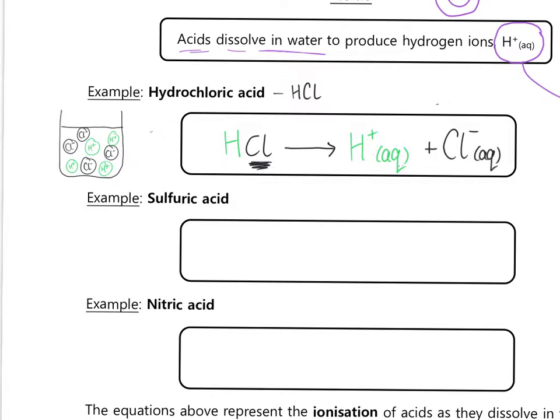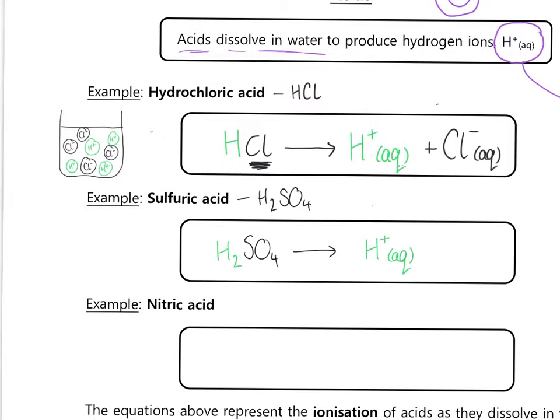Again, you need to know the formula of sulfuric acid. You should learn it, it is H2SO4. So let's have a look at sulfuric acid then. It's H2SO4. And we know by definition that all acids dissolve in water to form H+ ions. So I'm going to write that on the right hand side, H+ ions. But it's dissolved in water, so I give it the state symbol aq.